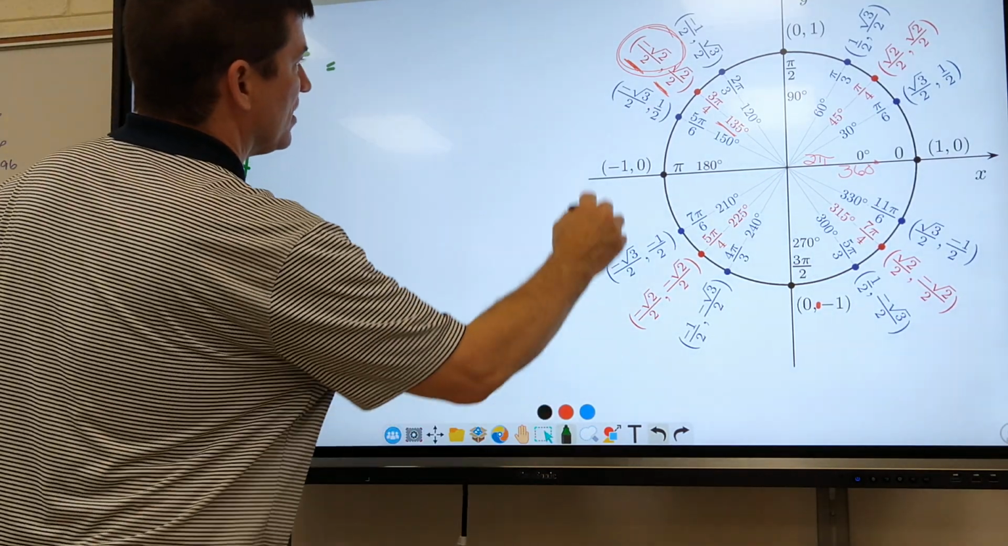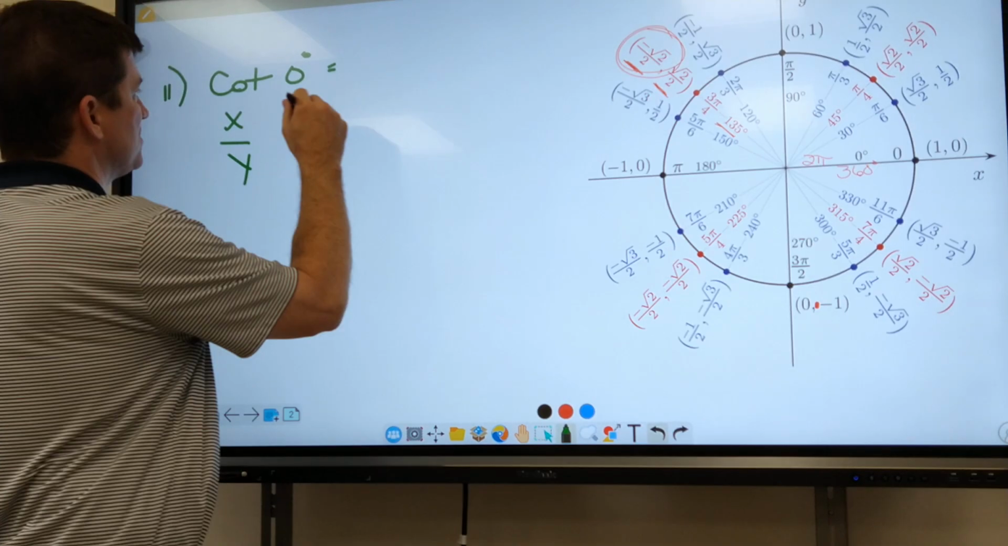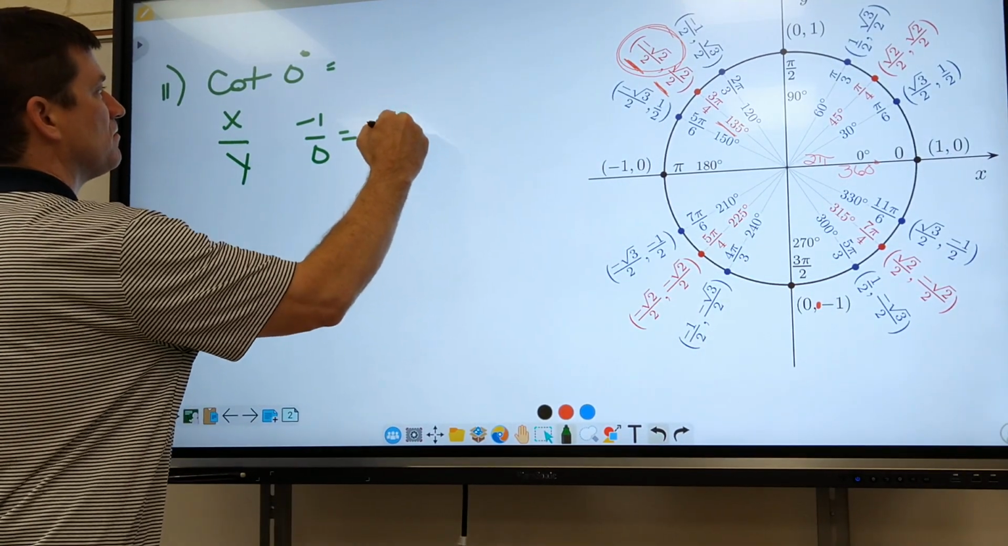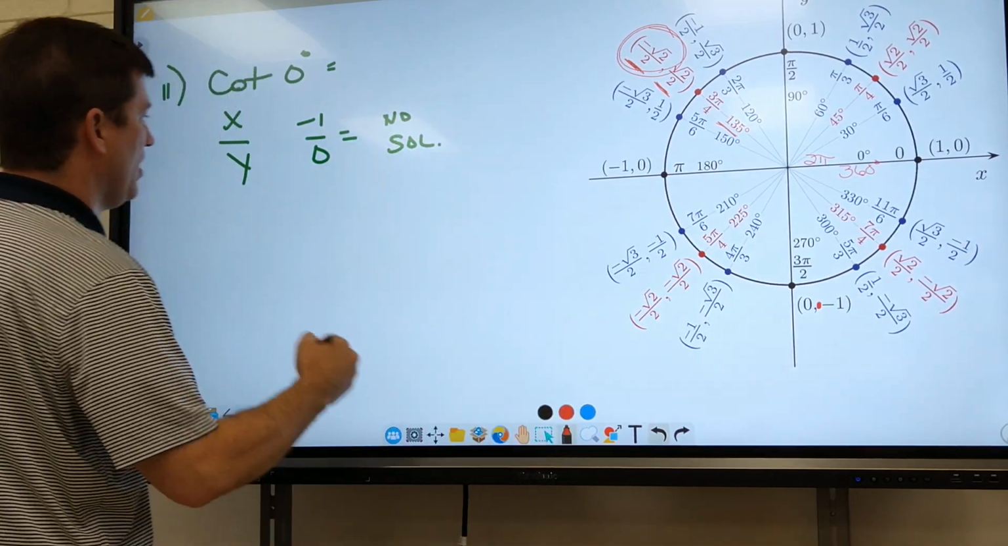So 0, x over y. Make sure you put it in the right order. So it's negative 1 over 0. What's my answer when 0 is on the bottom? No solution. All right, I'll do 12, then I'm going to stop.